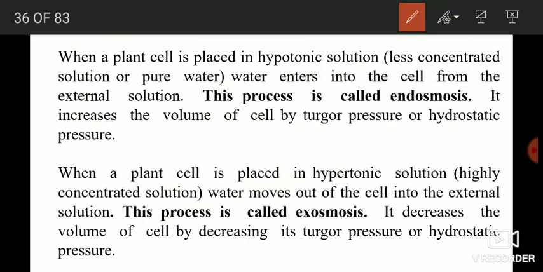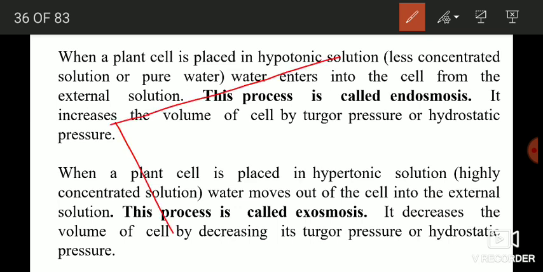When a plant cell is placed in hypertonic solution, which means highly concentrated solution, water moves out of the cell into the external solution. This process is called exosmosis. It decreases the volume of cell by decreasing its turgor pressure or hydrostatic pressure.